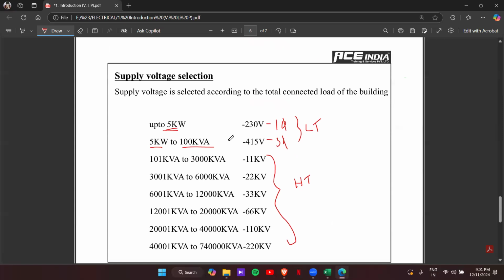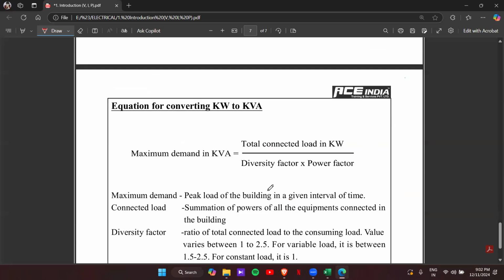Okay, if you want to calculate the ampere rating for an MCB, MCCB, or a transformer DG, for every selection criteria we have to convert the kilowatt to kVA. So that's why this will be important.